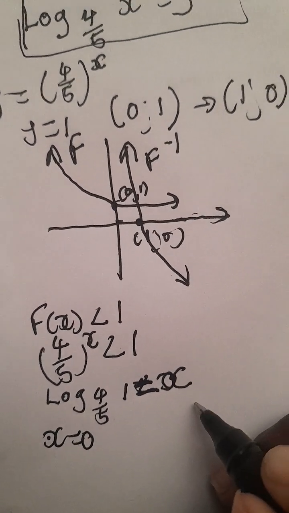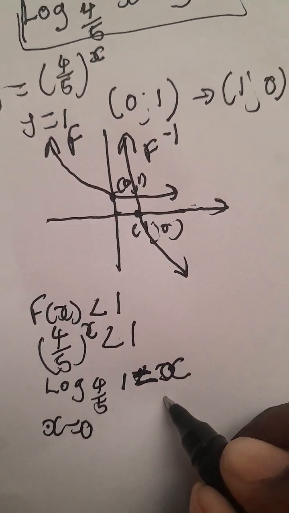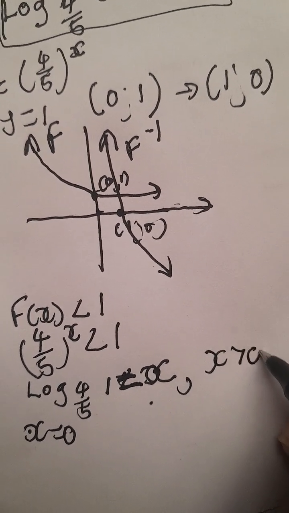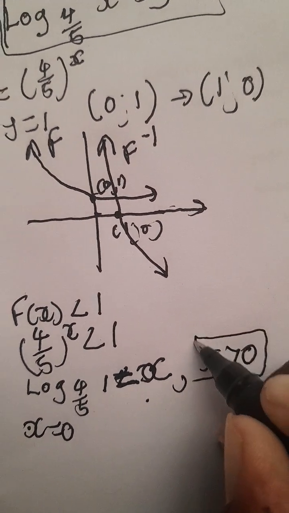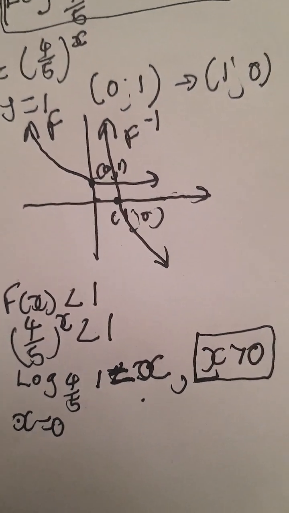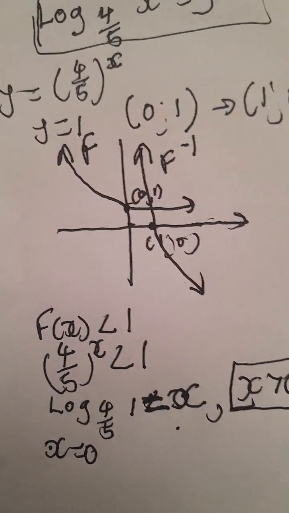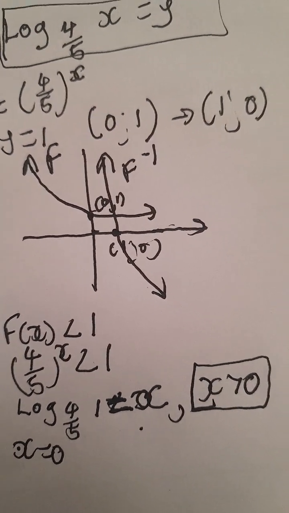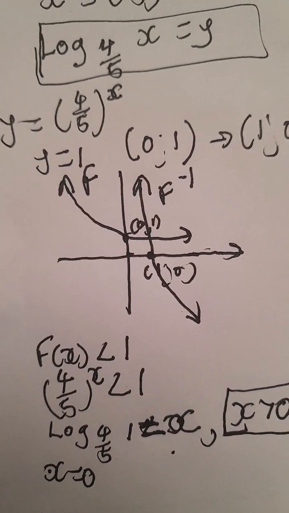So they said for which values of x. This will happen where x is greater than 0. Yes, so this will be the solution. It will happen where x is greater than 0. For which values of x is f of x less than 1? So this will happen where x is greater than 0. So that will be the solution.